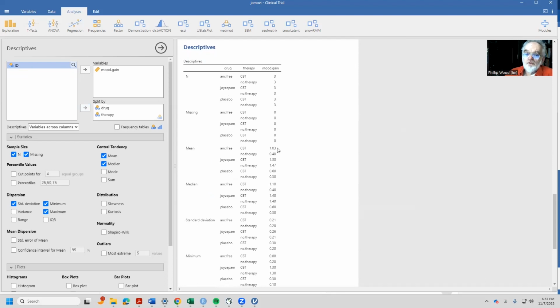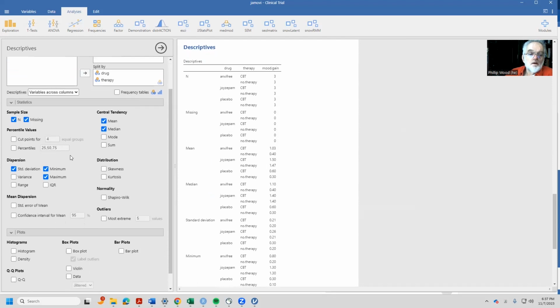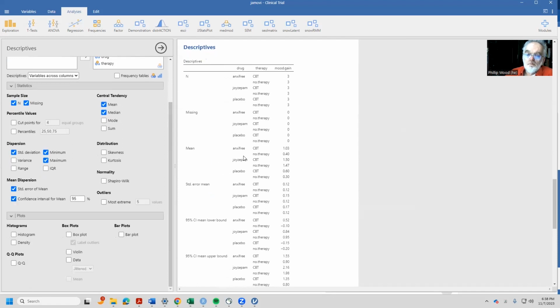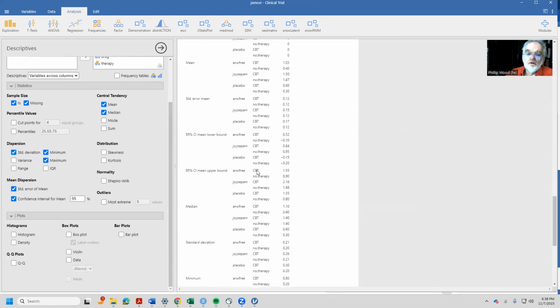And these are the numbers that I get. So it's cognitive behavioral therapy versus none in the anxiety-free condition, and for Joyzepam and for placebo. I can see that I do have some mean differences running around here. I might be interested in the confidence interval on those individual means inside of each of the therapy and drug conditions. And here they are.